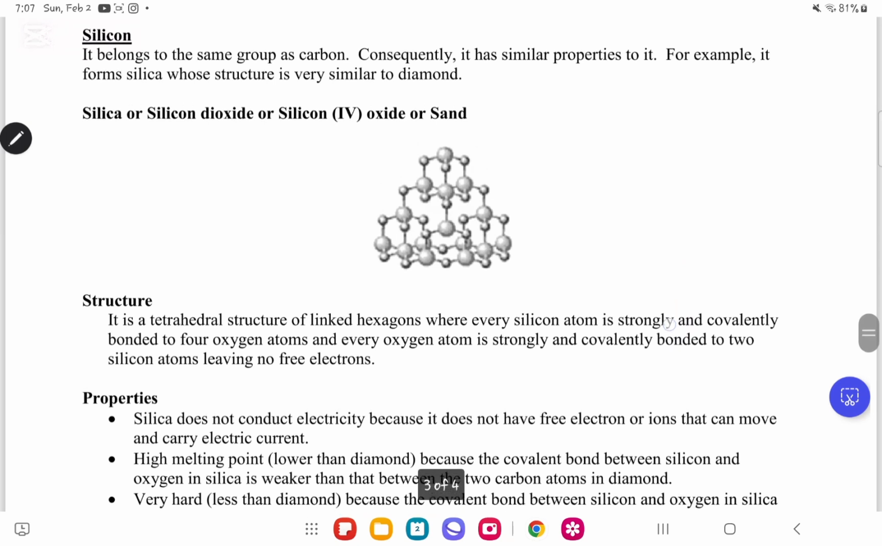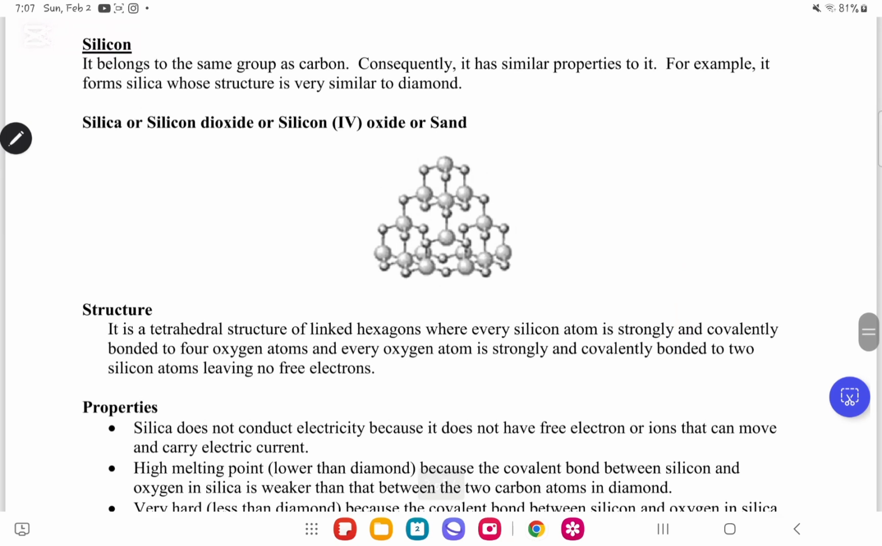So let us see what is the structure of silica or silicon dioxide or silicon IV oxide or SAN. Okay, so the structure is that it's tetrahedral, just like diamond, of linked hexagons, again like diamond, where every silicon atom is strongly and covalently bonded to 4 oxygen atoms. And every oxygen atom is strongly and covalently bonded to 2 silicon atoms, leaving no free electrons.